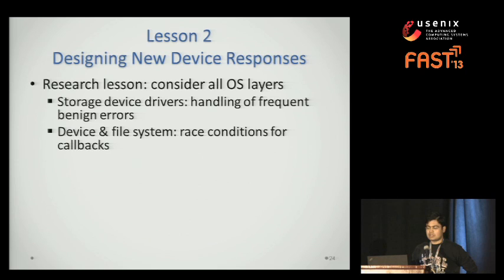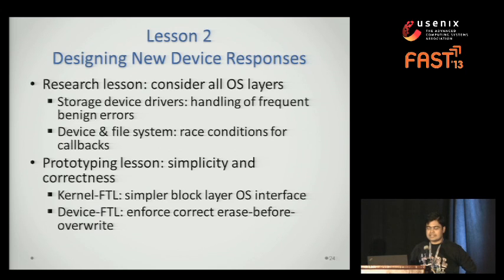In the case of callbacks, we found that there are race conditions which we need to address so that the device and the file system do not deadlock into each other. Finally, we learned that simplicity and correctness are the 2 keys to success in implementing new device responses.